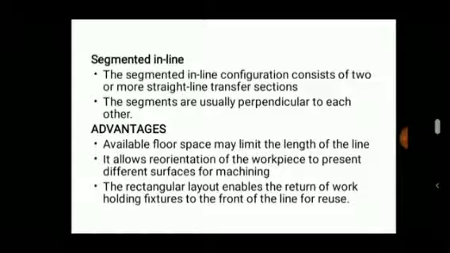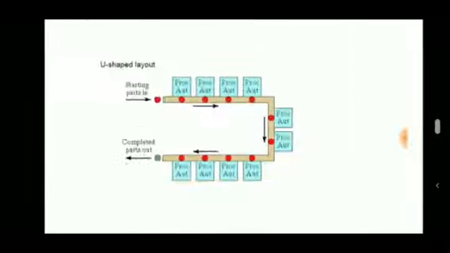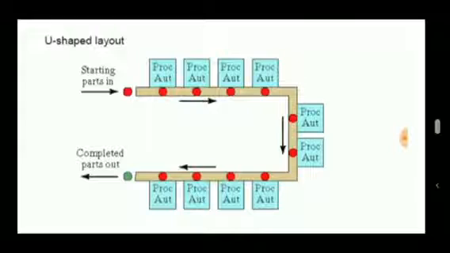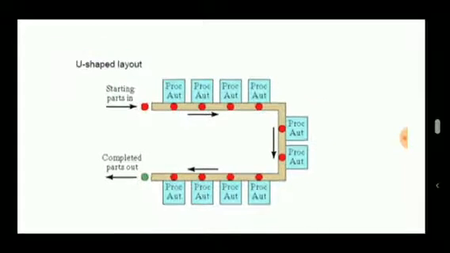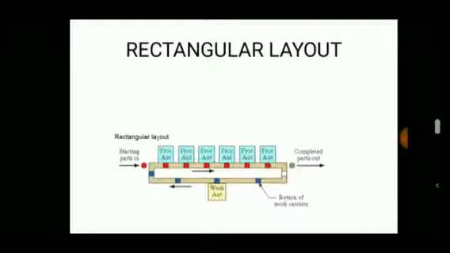And then the rectangular layout enables the return of the work holding fixtures to the front of the line for reuse. If we use the rectangular layout, we are able to get the fixture back from the U-shaped turn at the end. In this also, starting parts are entered, processed at the workstations and inspected. Finally, the parts or products come out of the end. This is a rectangular layout where a fixture is placed. It is moved throughout the rectangle and finally comes to a position where it is entered.